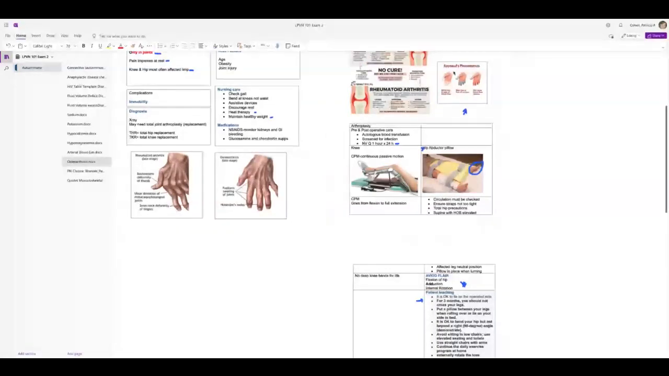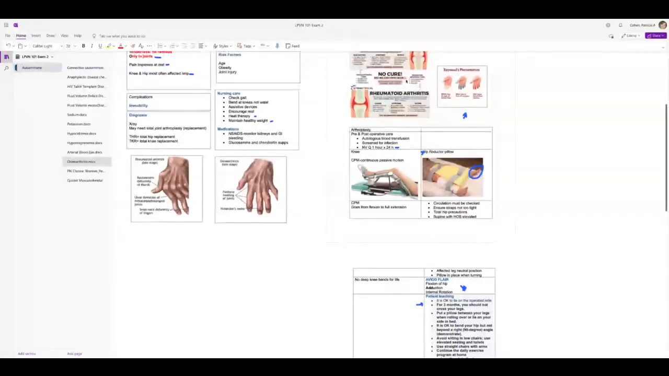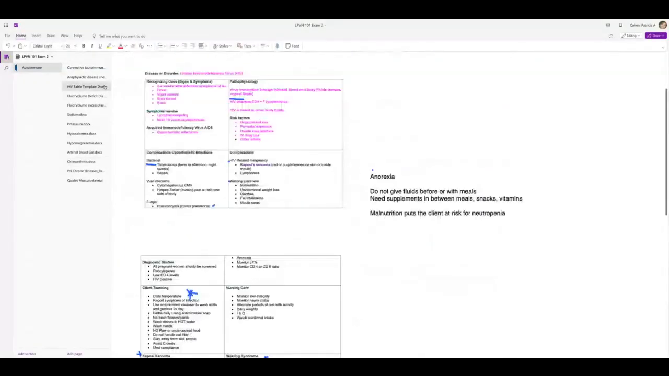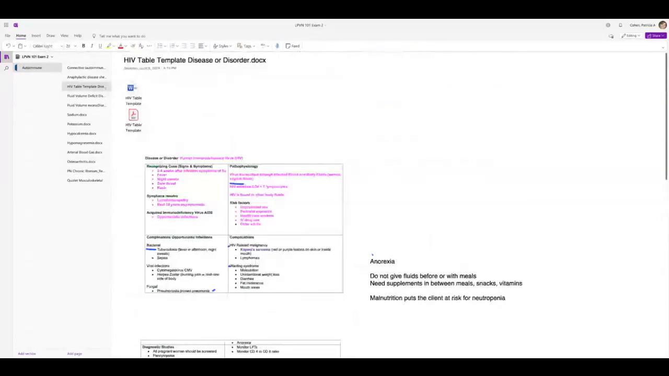Just to go back to the HIV, because it wasn't on that list of interventions, should we still be teaching the client to clean up blood spills with bleach? Yes, you would still do that 1 to 10 solution.